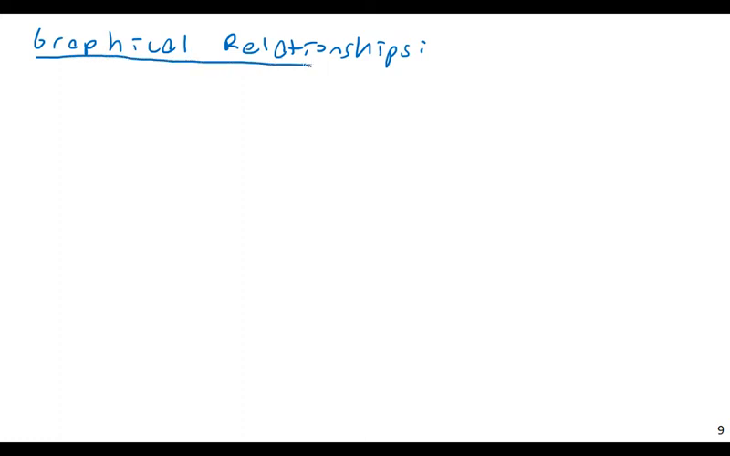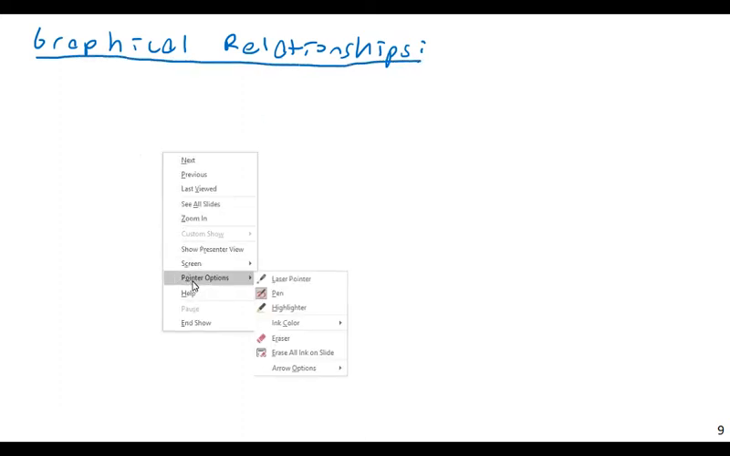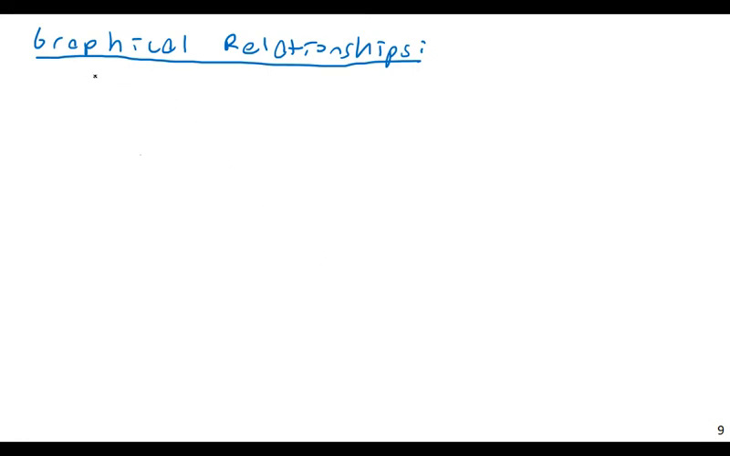So if I look at the graphical relationships among, and these are all going to be among, x versus t, v versus t, and a versus t graphs.